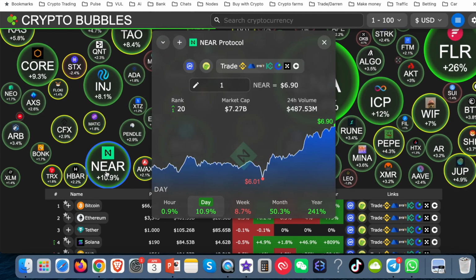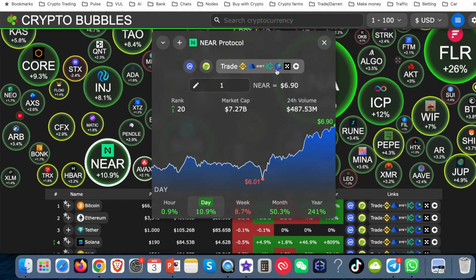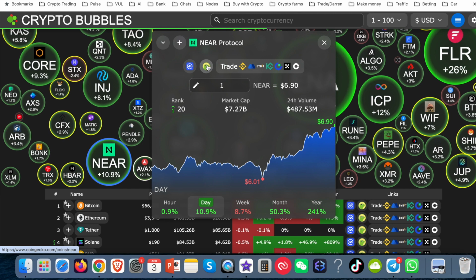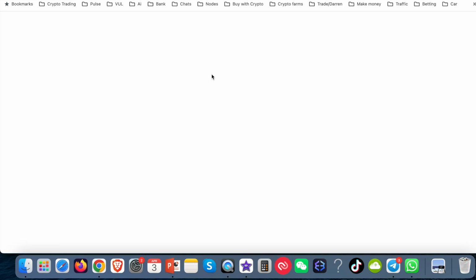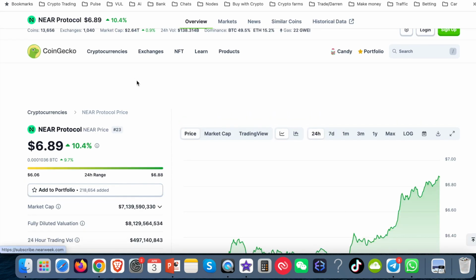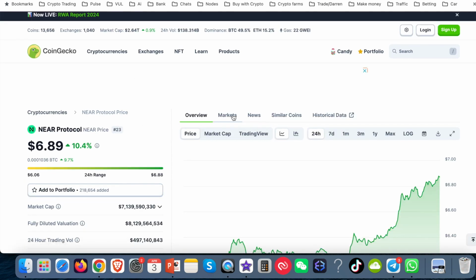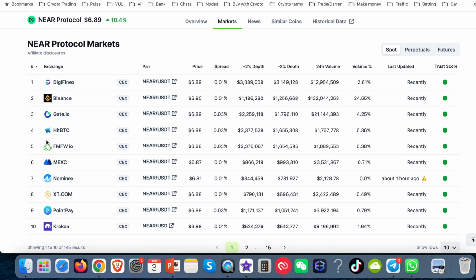So let's look at this near token. This tells me it's traded on Binance and a few other exchanges. Now, what I can do is I can click on CoinGecko or CoinMarketCap, and I can go and have a look at that token in a bit more detail if I like. And then once I'm on here, it will give me the markets it's in, it will give me an overview, and I can have a look to see whether I want to trade this token. I can see it's on Binance, and it's traded with the USDT stable token.